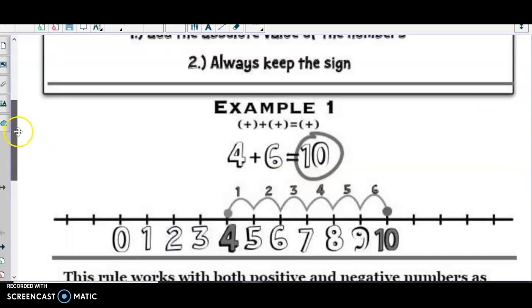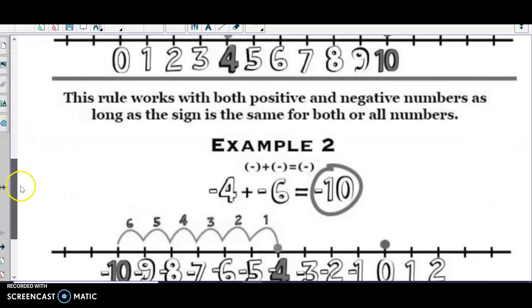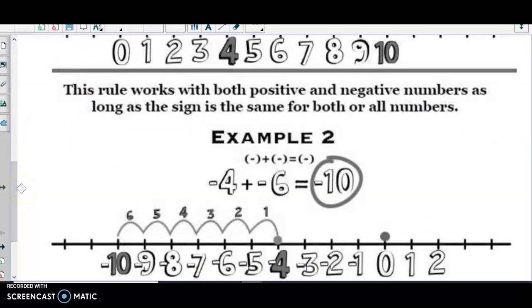Okay, now that's simple for us because we've been doing that since elementary school. Let's look at a different one. It gets a little trickier. A negative and a negative is also going to always be a negative. So it says this rule works with both positive and negative numbers as long as the sign is the same for all numbers.